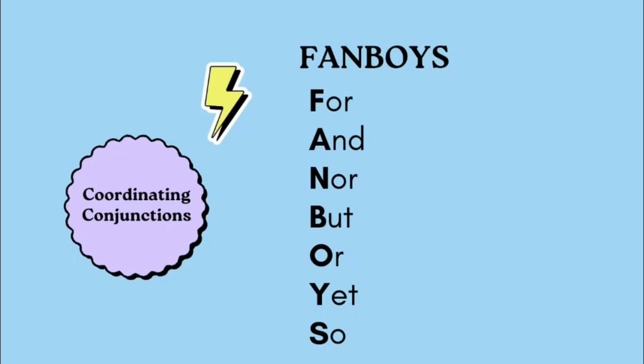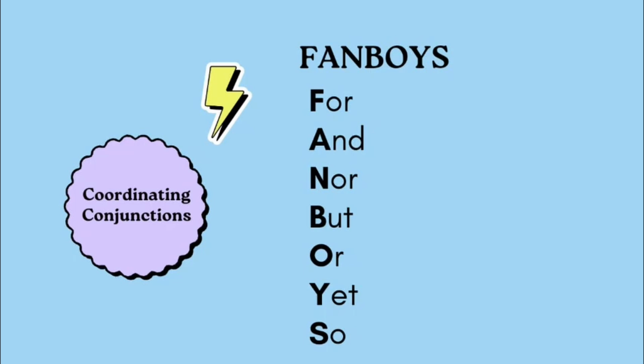Nor is used to present an additional negative idea to an already stated negative idea. It usually follows a negative clause. Look at this example: she didn't want to go to the party, nor did she want to stay at home. This means she didn't want to do either of the two things. So whenever you use nor, there is a negative idea that it is trying to extend.